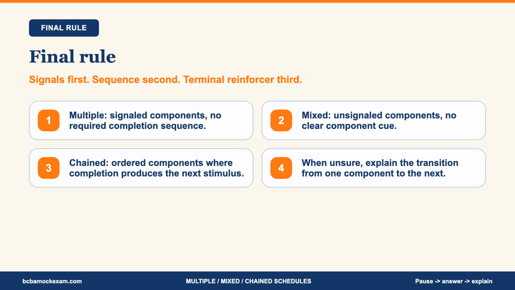Final rule. Multiple schedules have signaled components, but no required response-produced sequence. Mixed schedules have components without clear correlated stimuli. Chain schedules have ordered components where completing one component produces the next stimulus, and terminal reinforcement comes after the final component. When you are unsure, explain the transition from one component to the next.